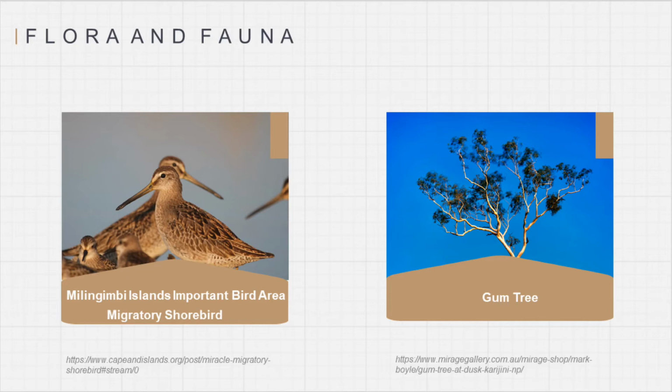The Milingimbi Island's important bird area comprises 94 kilometers of the land in Milingimbi. The area is traditionally owned by the Aboriginal people, and the shorebird is one of the most important birds on this island. And the ground tree is one of the most common trees in Milingimbi.